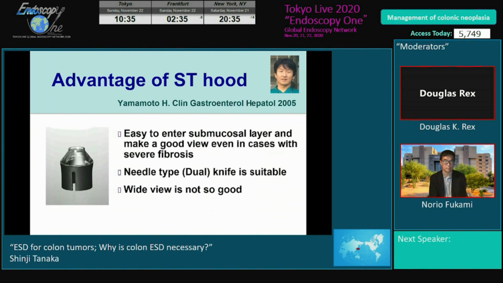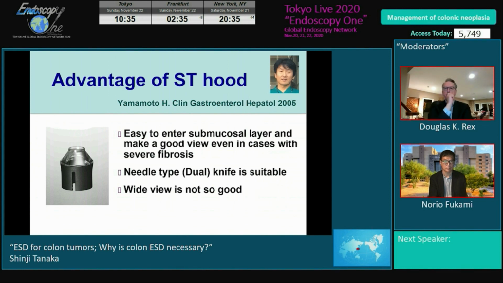At first, use the ST hood. ST hood was developed by Professor Yamamoto. This hood is cone type and easy to enter the submucosal layer and can make a good situation at the submucosal layer.